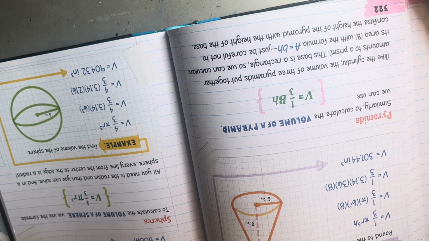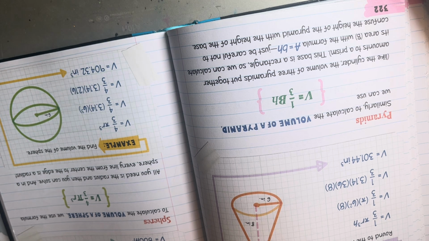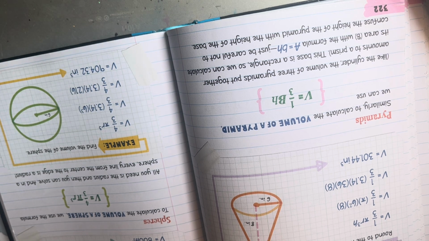Example, find the volume of the pyramid. A equals base times height. A equals 10 times 4. A equals 40 meters square. V equals 1/3 base times height. V equals 1/3 times 40 times 60, and V equals 800 meters cubic.